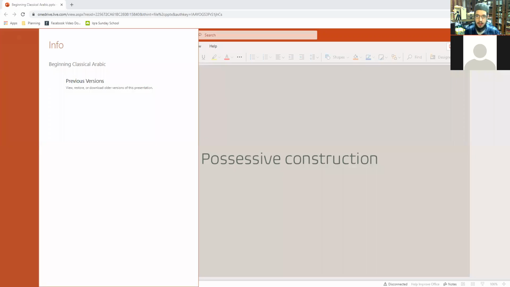Let's get right to it. I'm going to do a brief recap of making a possessive construction in Arabic. And then we're going to... everybody with me?